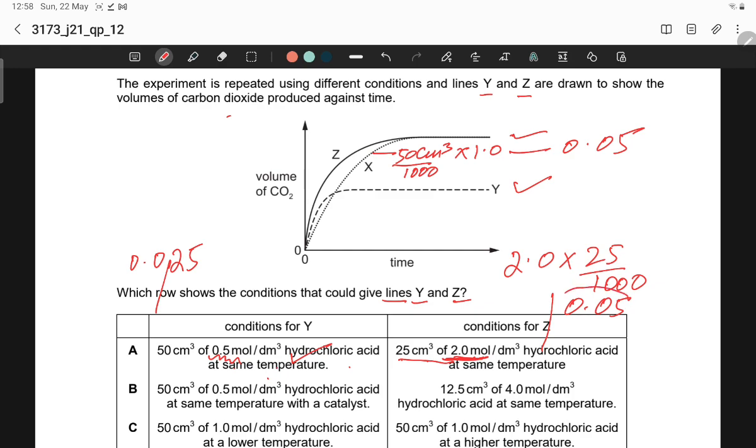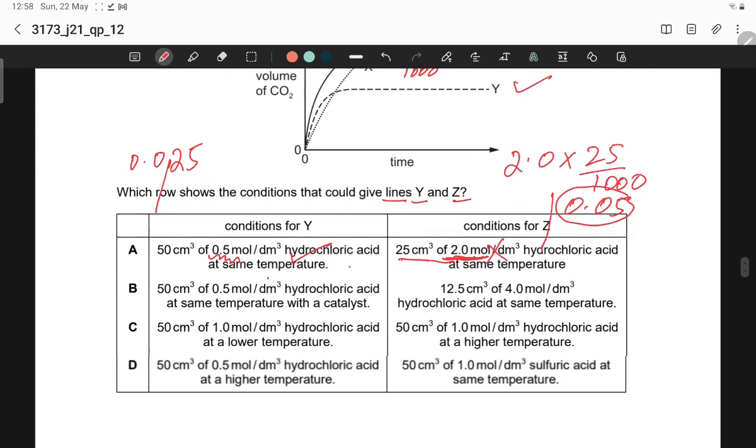So this is 0.05 moles and this is 0.025 moles. So for Y it is correct. For Z, 0.05, there is also 0.05. So this is not for Z, so this is incorrect.